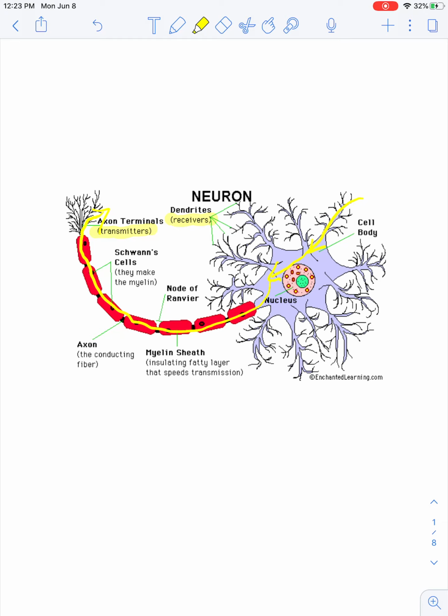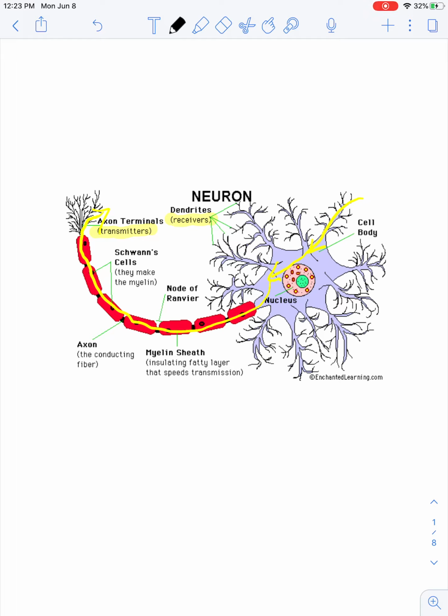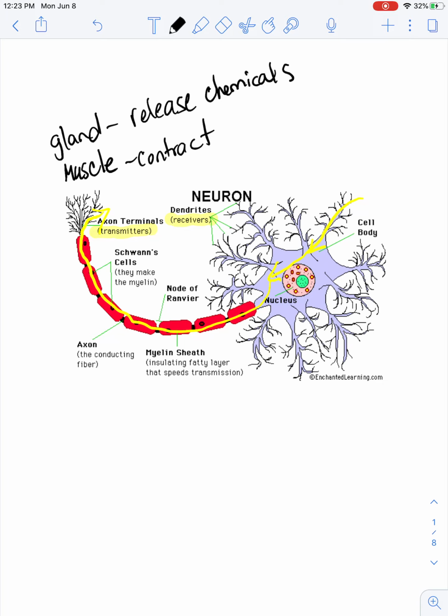So they are either going to end, there's three options here for where an axon terminal will end. So it's either going to end up in a muscle, which will contract. It's going to end in a gland, which will release chemicals, and depends, they could be hormones. Or it's going to end at another neuron. And in that case, we're going to get something called a synapse, which we're going to cover later. So there's your three options for your axon terminal.